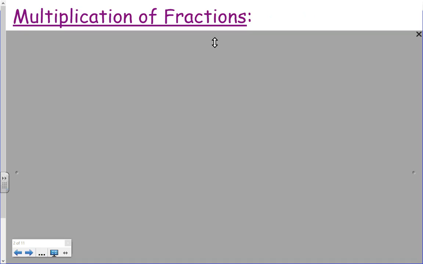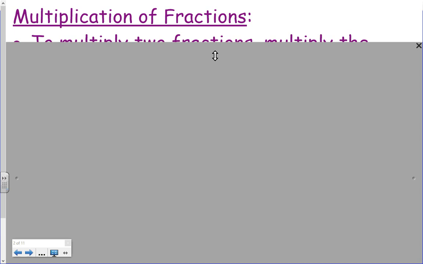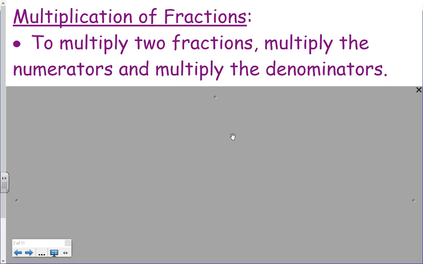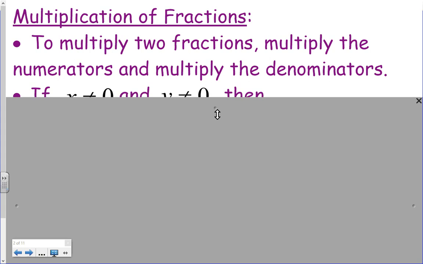Let's start with the multiplication of fractions. If you have two fractions and you want to multiply them together, how do we go about it? Well, the process here is, in order to multiply two fractions together, you just simply multiply the numerators together, and then you multiply the denominators together. Notice that you do not have to find a common denominator to do this. You just multiply the numerators, multiply the denominators.